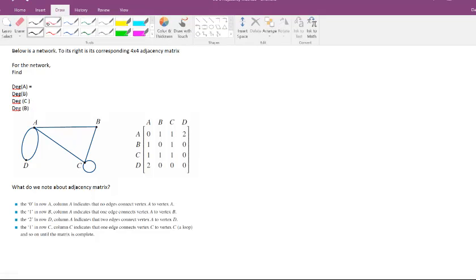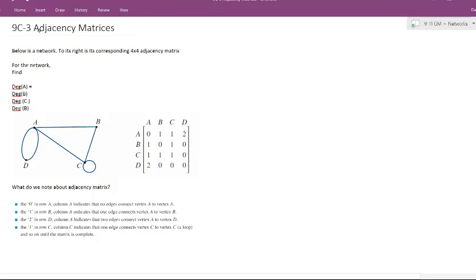Okay, so we already know that networks are just ways of representing information with vertices and edges. Now we're going to look at converting those networks to matrices. So below we have a network, and to its right is this corresponding 4x4 adjacency matrix. So this is the adjacency matrix, and it's 4x4, which is rows by columns. There's 4 rows, 4 columns.